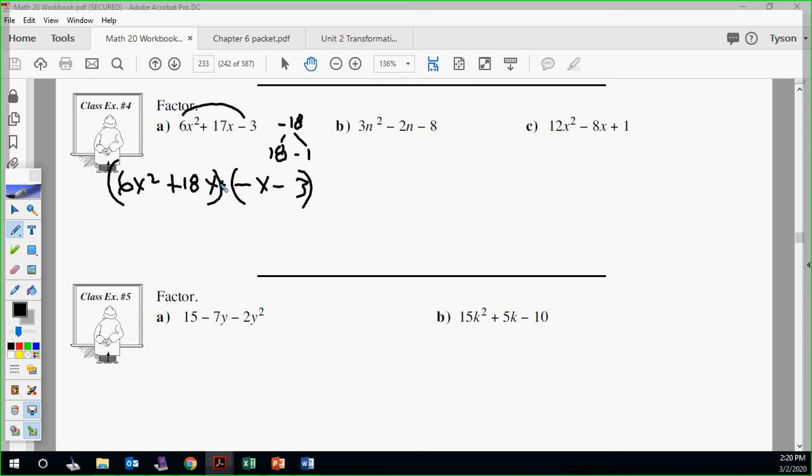Left side has a 6x in common. Right side has a negative 1 in common. We got our x plus 3 is the match, so we're happy. So we're going to go x plus 3 times 6x minus 1 gets pushed together.